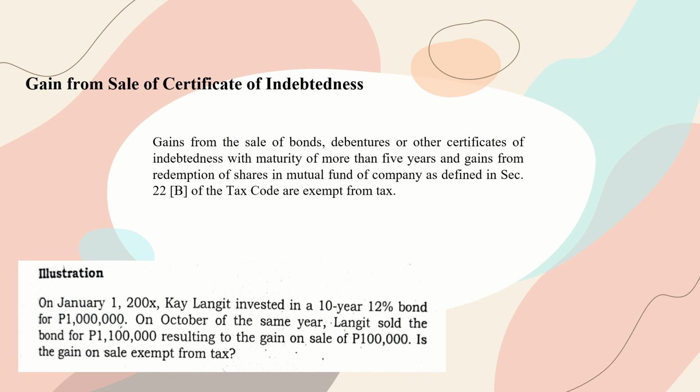Well, definitely yes. The gain on sale of 100,000 pesos is exempt from the tax because the face of the bonds indicates a maturity of more than 5 years. The holding period of the investor in this case is not the basis of tax exemption, but the maturity period as indicated on the face of the bonds.